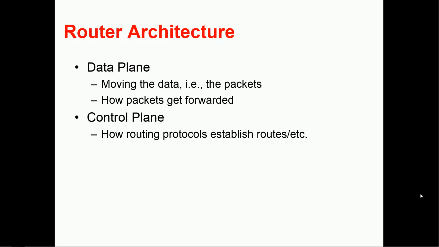Next is the control plane, which is how does the routing protocol establish routes? How do they communicate with other routers? How do they do the path selection?